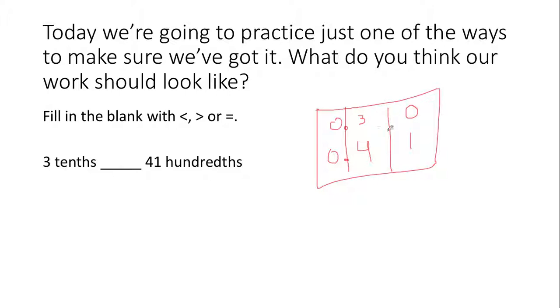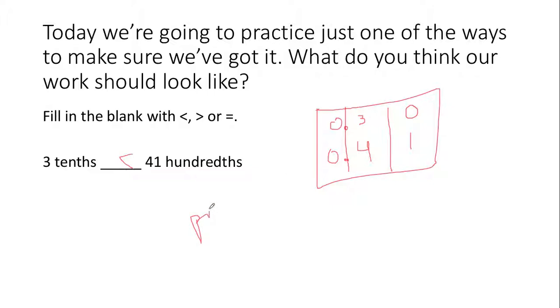What does a good explanation sound like? I changed 3 tenths into 30 hundredths. 41 hundredths is bigger than 30 hundredths. So 41 hundredths is bigger than 3 tenths.